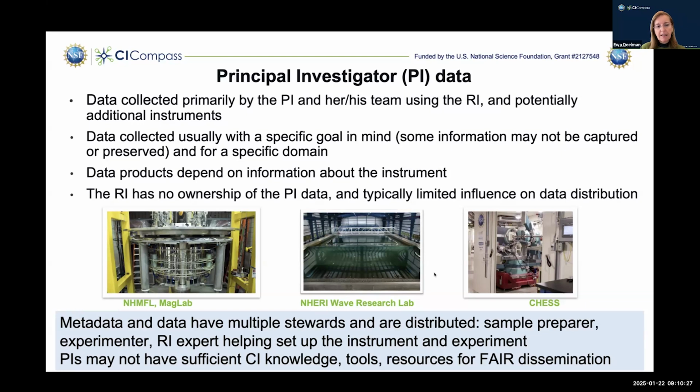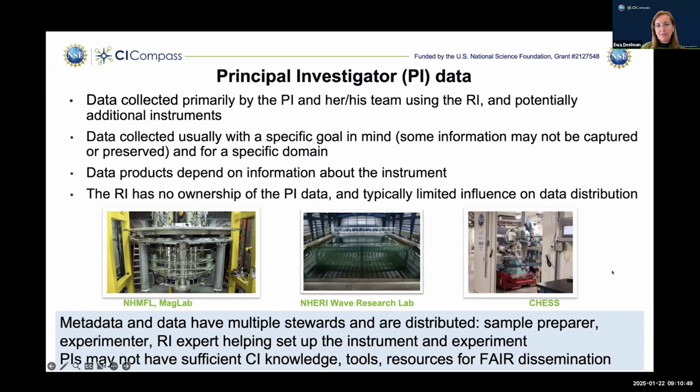So in this case, metadata and data have multiple stewards. You might also have sample preparers that are in the mix, which are different from the experimenters. And you have the research infrastructure experts that are helping set up the instrument and the experiment as well. So the situation, I think, is quite complex and challenging.